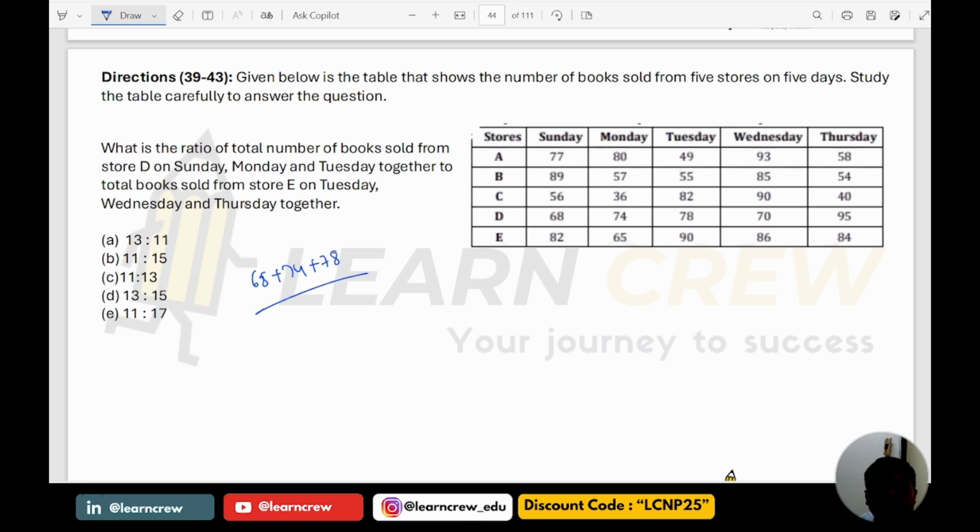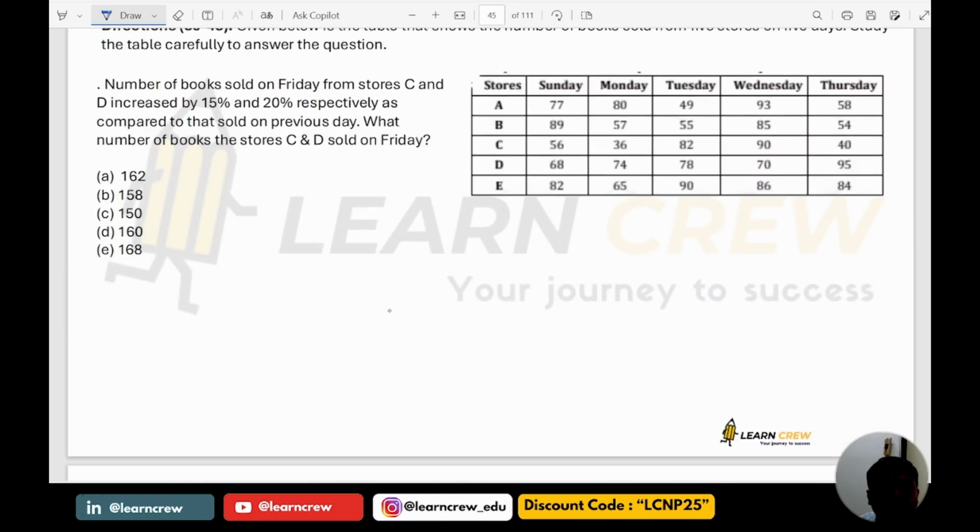the total number of books sold from store E on Tuesday, Wednesday and Thursday. It is 90, 86 and 64. What is the ratio? 220, this is 260. This ratio is 11 is to 13. 2 11s are, 2 13s are. So the answer is 11 is to 13. Now next.